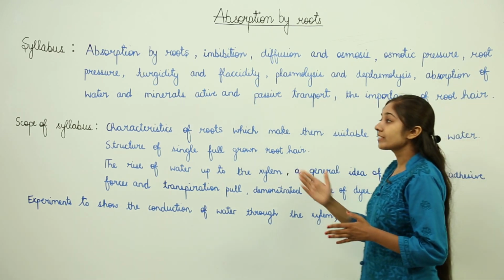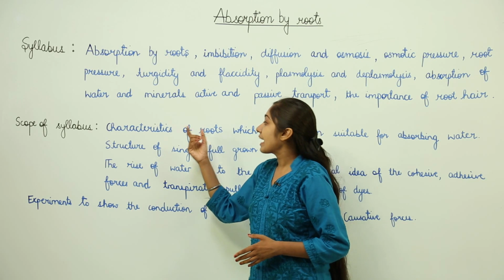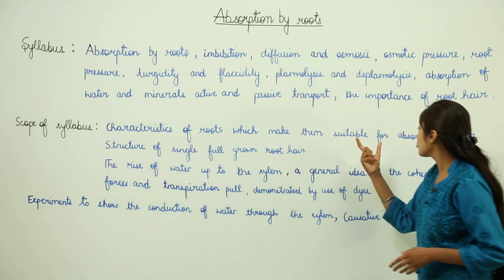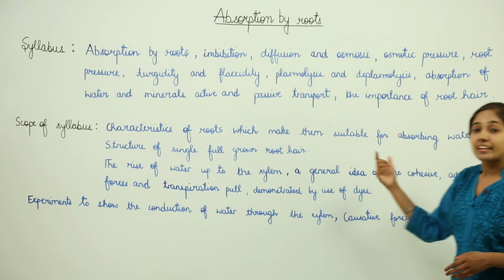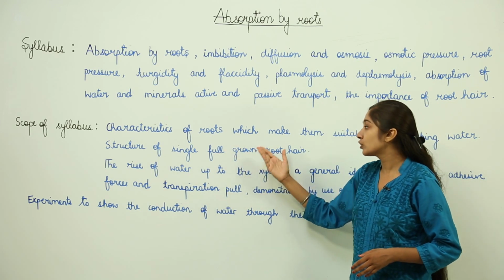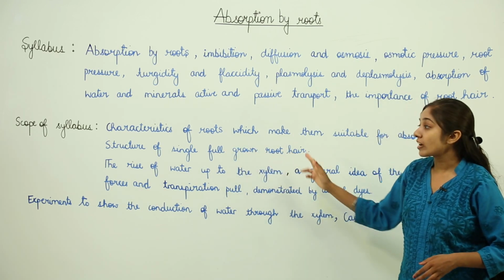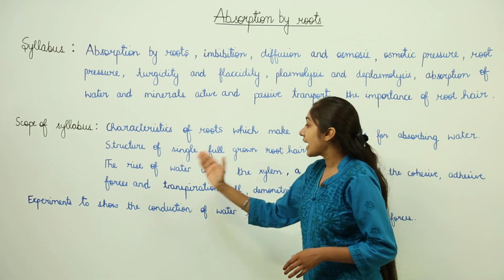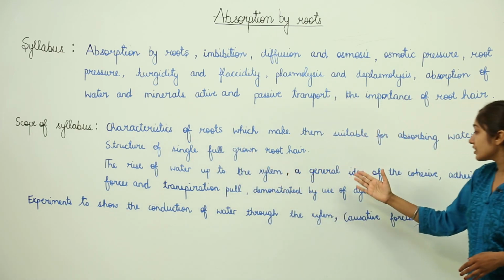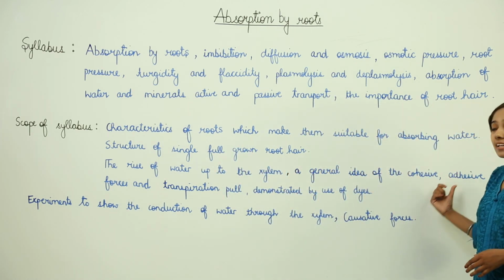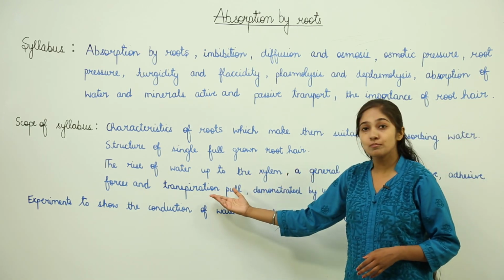And now let us see what is the scope of the syllabus. We will discuss characteristics of roots which make them suitable for absorbing water and the structure of single full grown root hair, right? That structure is very important. Then the rise of water up to the xylem, a general idea of the cohesive, adhesive forces and transpiration pull.